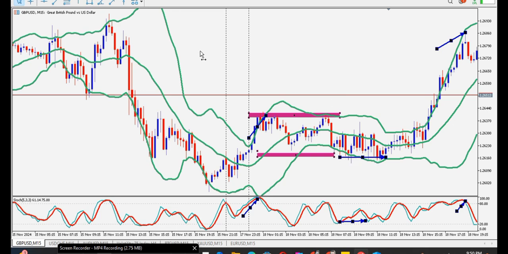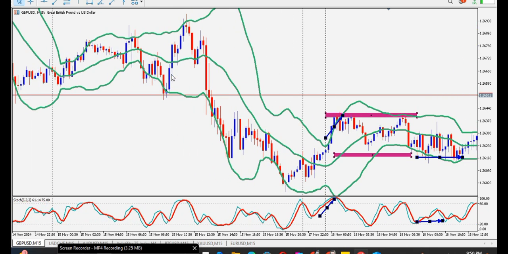Now, let's keep going. You see that the market came down to the lower band right here, and on the stochastic, you see that the market came down to the lower band, right here on the stochastic, and the blue line crosses above the red line, which is the main line, which indicates a what? A buy.